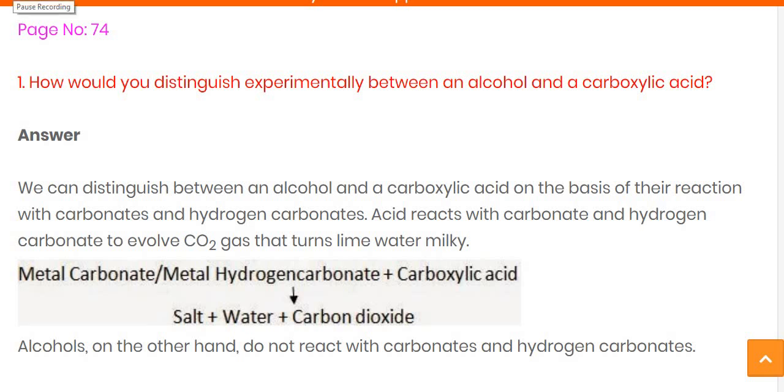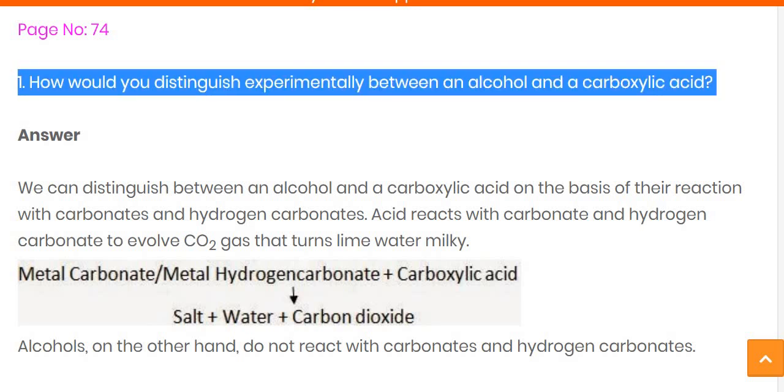Hello student, in this video we will see the question answers of chapter number 4, page number 74. Question number 1. How would you distinguish experimentally between an alcohol and a carboxylic acid?